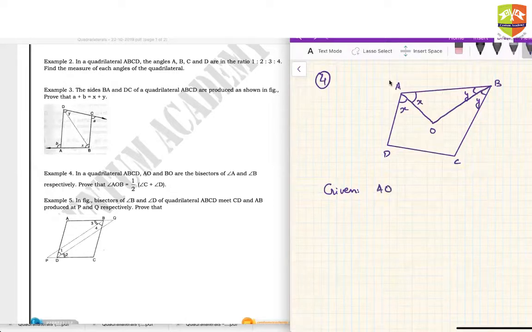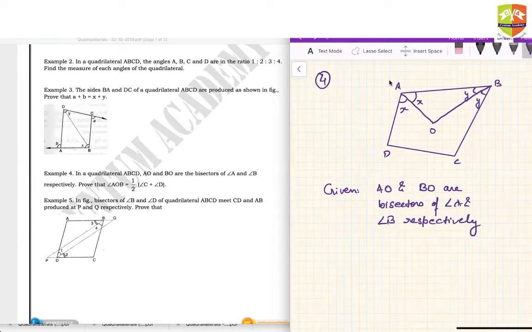Given: AO and BO are bisectors of angle A and angle B respectively. There is no problem in writing, write as much as possible. The more you write, the more clarity your mind gets and the fewer the careless mistakes.